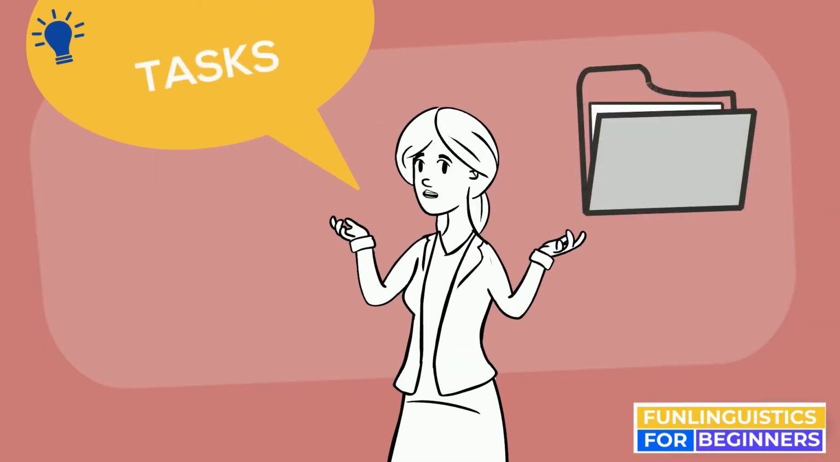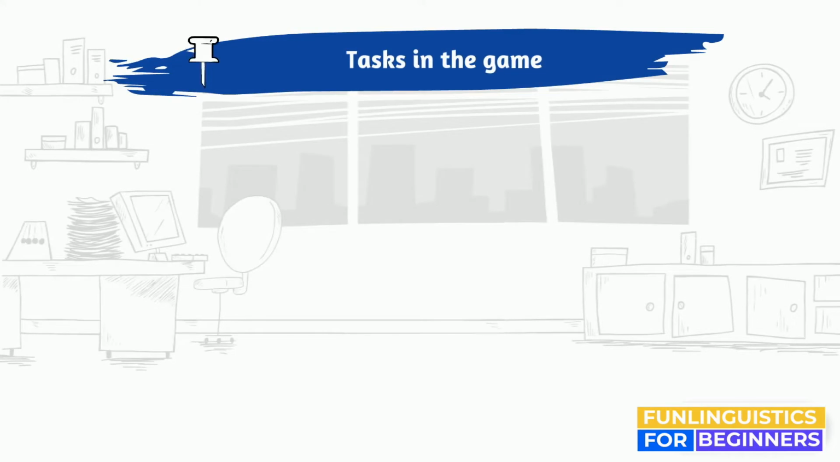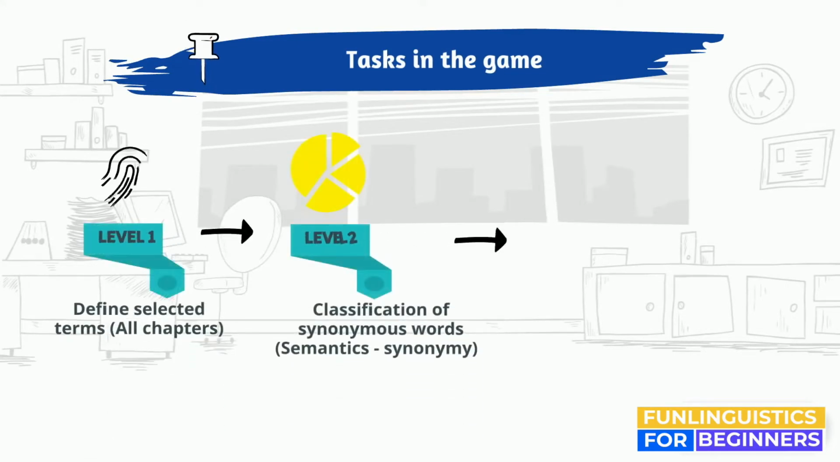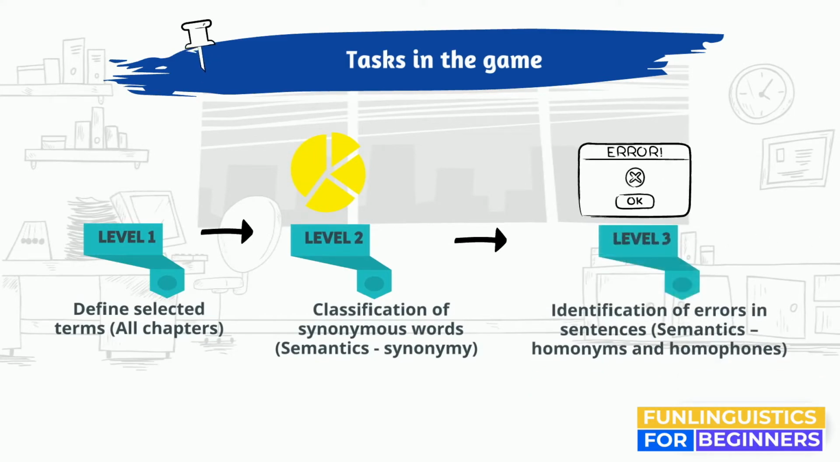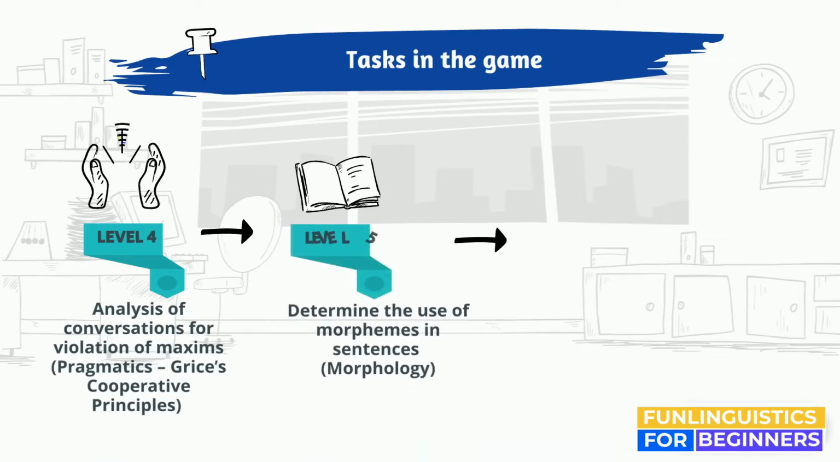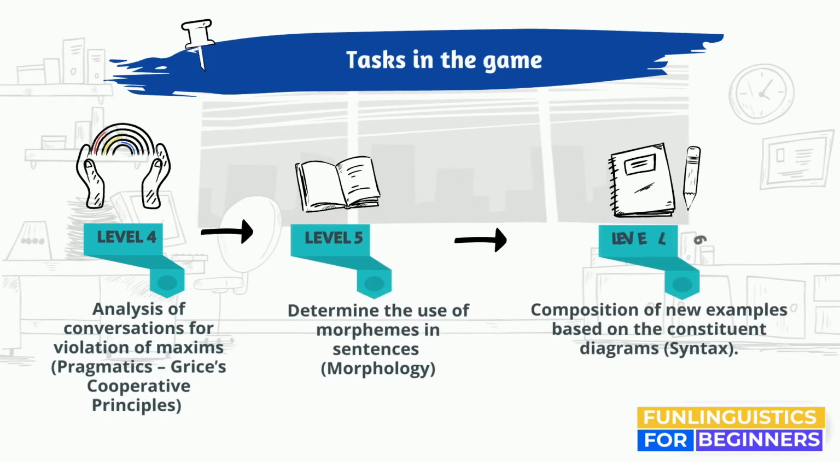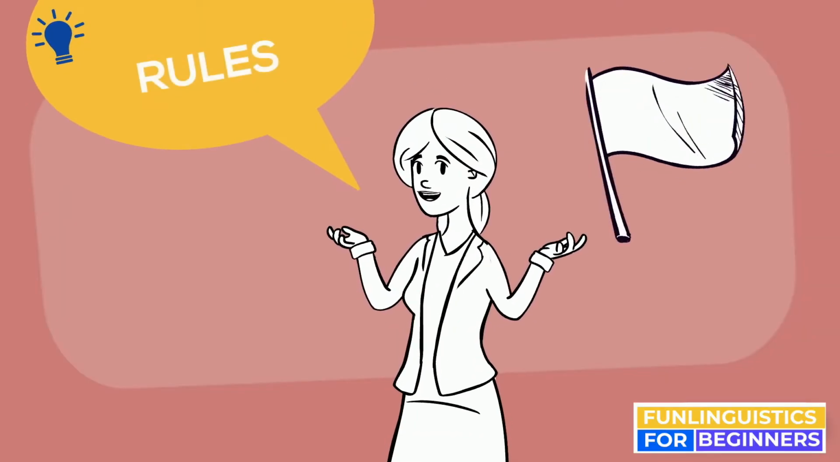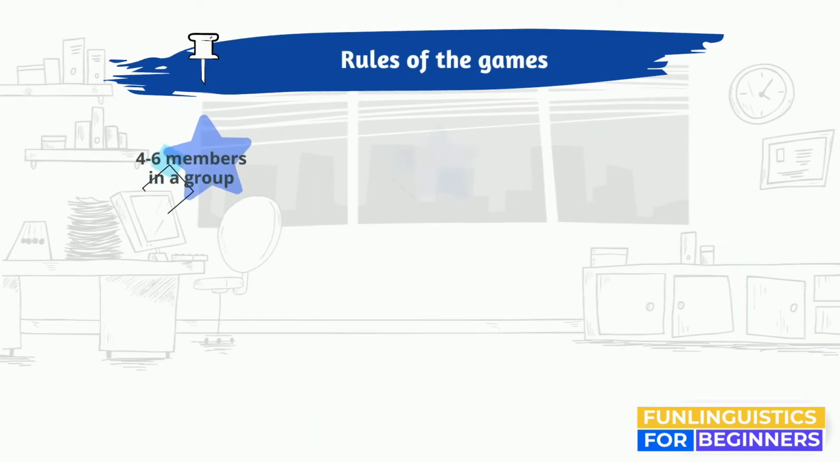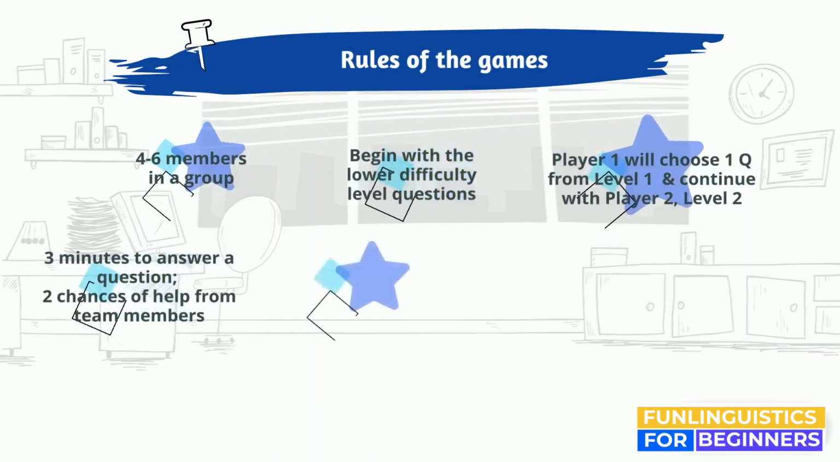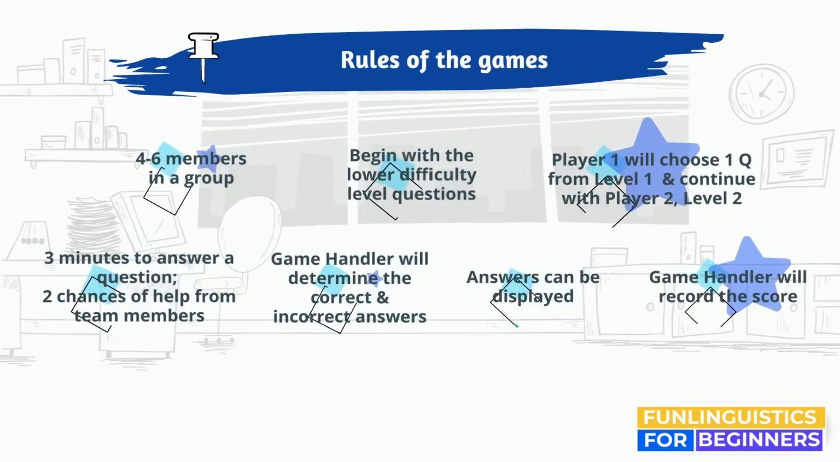Let's have a look at the task. Students have to define selected terms, classify synonymous words, identify errors in sentences, analyze conversations, determine the use of morphemes, and compose new examples. Rules of the game. The rules include having 4 to 6 members in a group. Each player is given 3 minutes to answer the questions, and each team has 2 chances to help its members throughout the game.